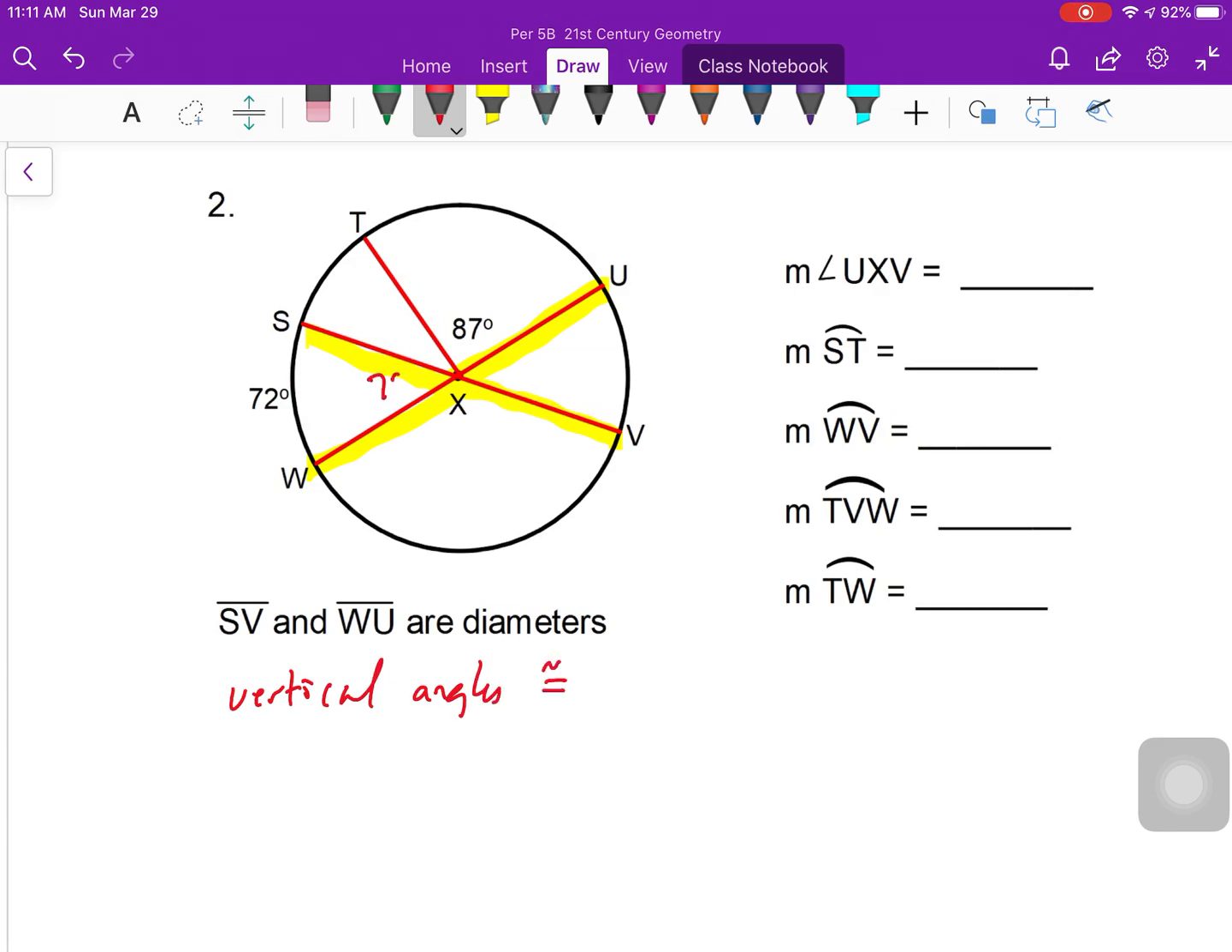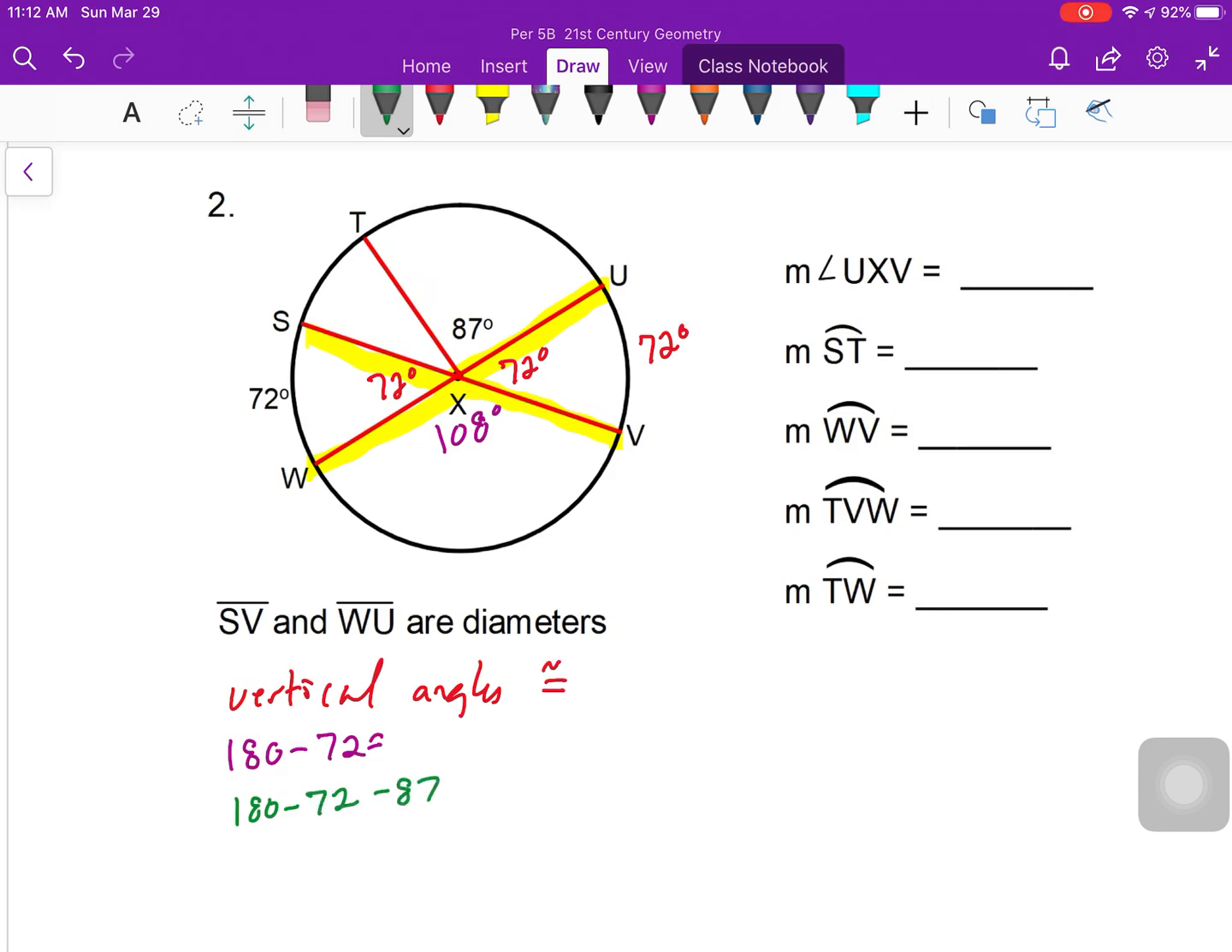Vertical angles are congruent. So that would tell us that this one's 72 degrees, this one's 72 degrees, this arc's 72 degrees. And then we can take 180 minus 72 equals 108. So that means this one is 108 degrees.